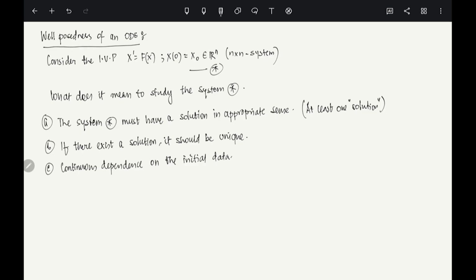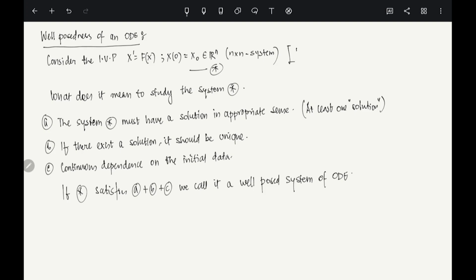If star satisfies A, B and C, we call it a well-posed system of ODE. Clear? That's the main idea. Now let's say I give you a system, whatever it is, x prime equals f of x. Some system is given, you know what that vector field f is.